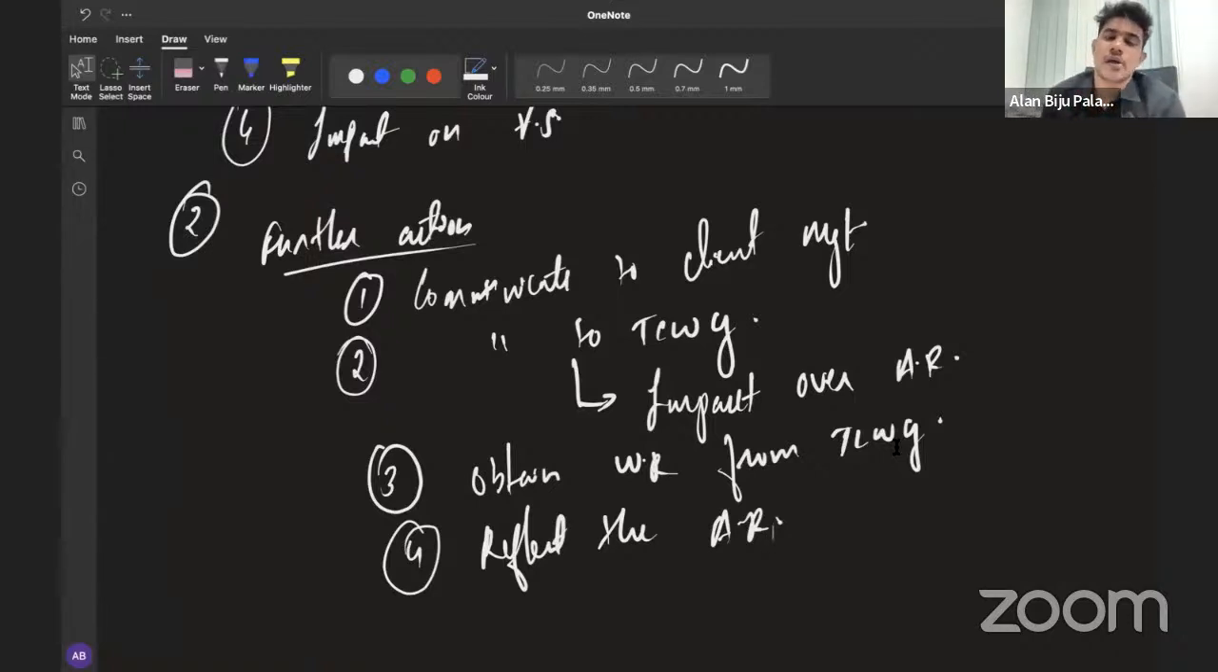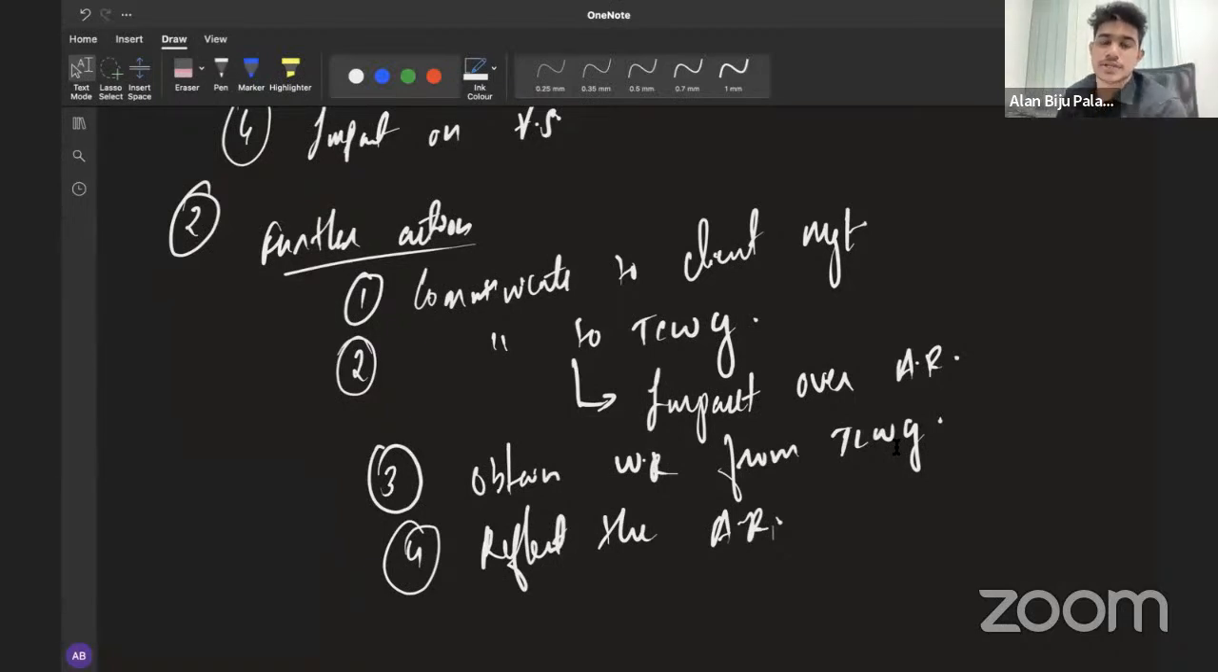But if they are still unwilling to correct the mistake, then the auditor should inform them about the impact that will be created over the auditor's report, or the modification that will be created over the auditor's report. If they are willing to continue without amending the financial statement, in that case, the auditor should obtain a written representation from them, stating their intention to continue without amending the financial statements. This is what you need to provide as a further action.